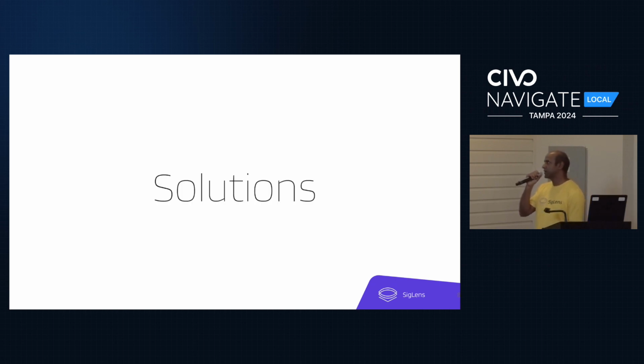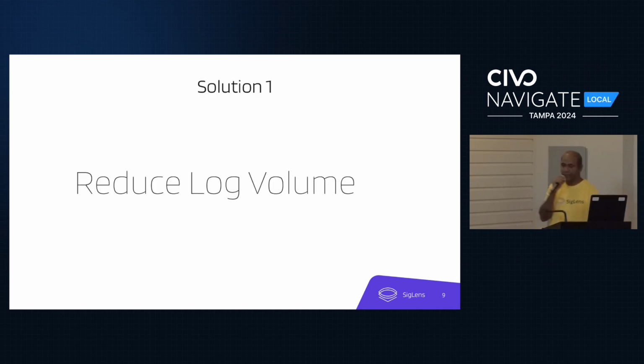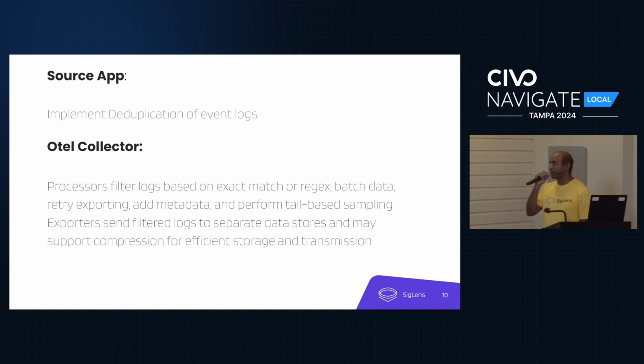So let's walk through some of the solutions. The first solution I would talk about is reducing your log volume, which everyone is kind of doing. So how do you do that? You can implement deduplication of event logs. So only store one copy of those things, so your pipelines can do that.